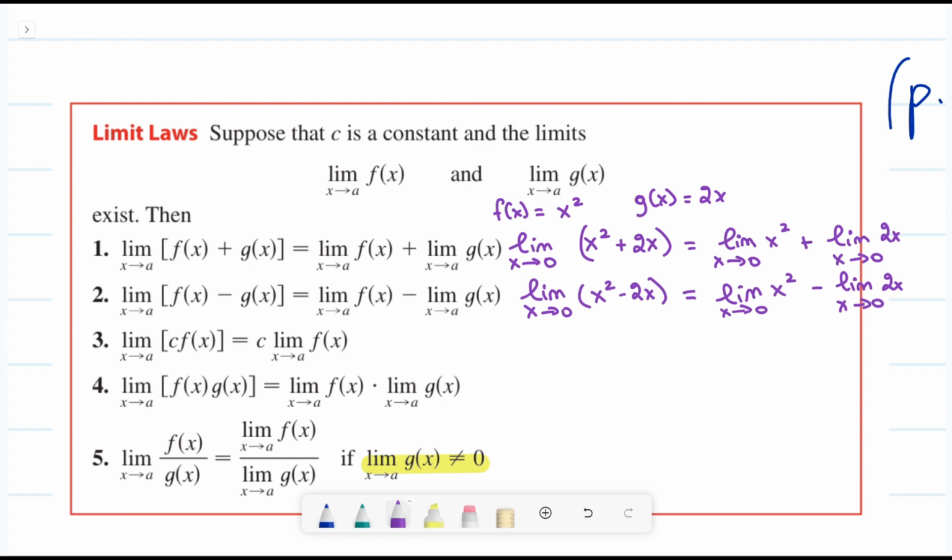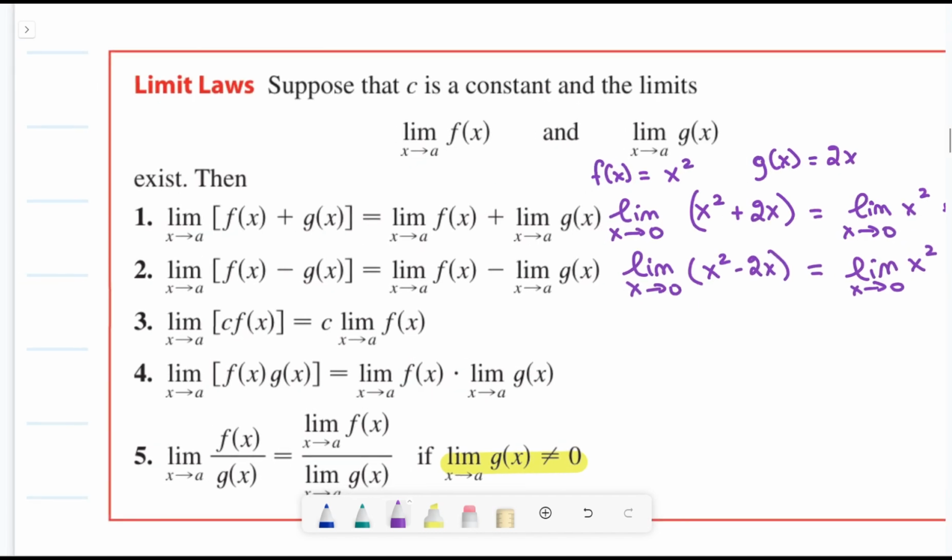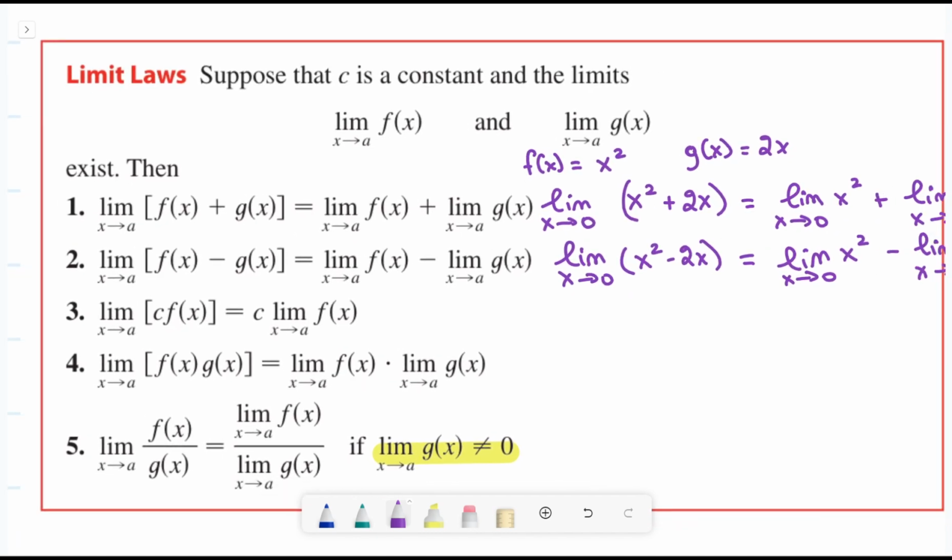Now, the limit of a constant times f of x as x approaches a, we can take the constant out, so it becomes the constant times the limit of f of x as x approaches a. For instance, if I want the limit of 2x squared as x approaches 0, this is the same as 2 times the limit of x squared as x approaches 0.